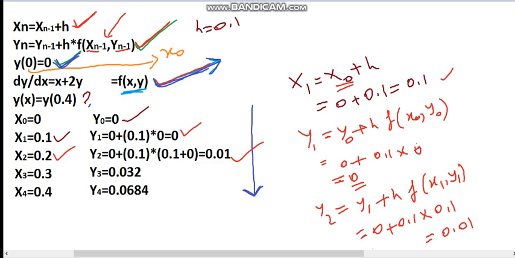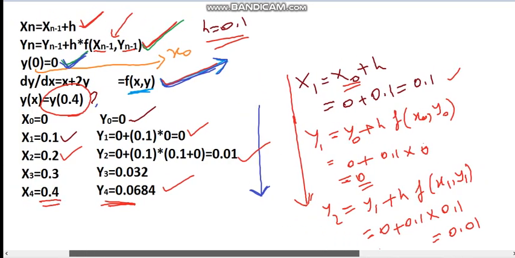So in the same way, you have to go up to x4 equal to 0.4. That's what we have to find out, the value of y at 0.4. That means x becomes 0.4 with step size h equal to 0.1. So in that case, if you follow the same procedure that we have discussed here, then we can get y4, that is y of 0.4 will be equal to 0.0684. So this is how we do Euler's method, and how we find out the solution of the differential equation at different x values.